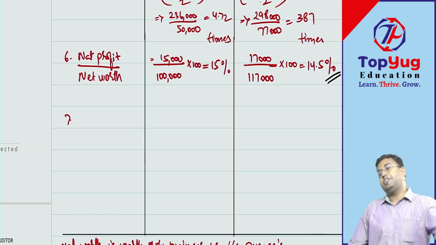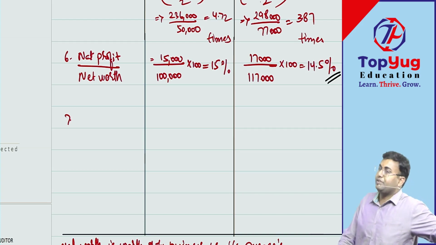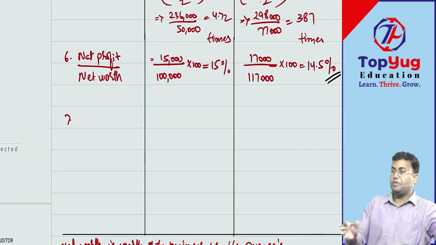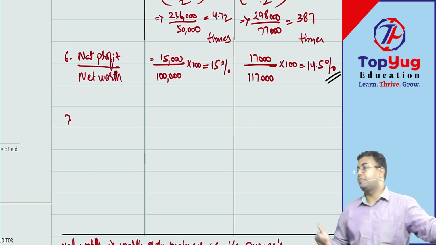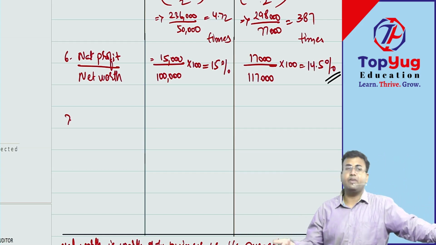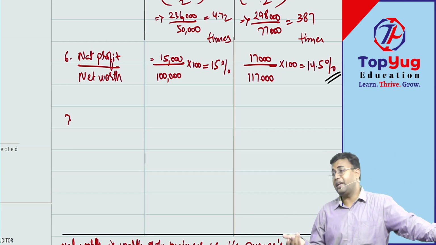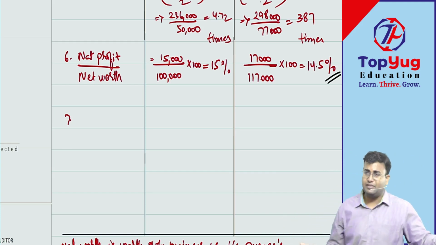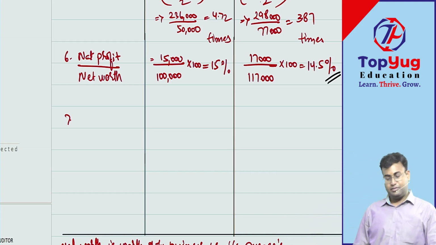Okay, all ratios are in times only. Every ratio is in times. In this one also, if you don't multiply by percentage, what would be the answer? 0.15. So that is 0.15 times. Only if you have to depict that as a percentage, multiply by 100. That's it. Correct?